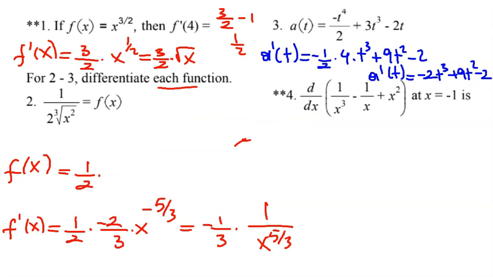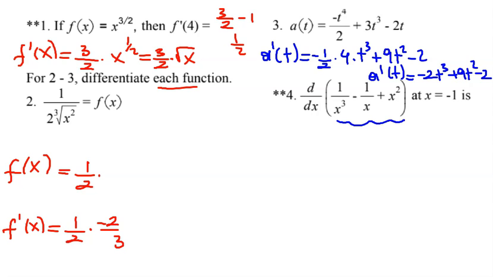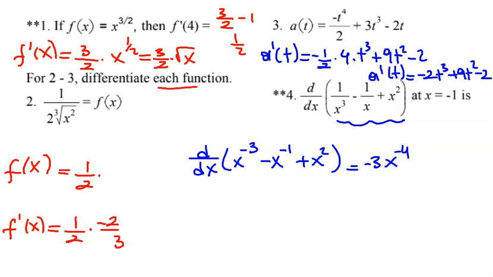And lastly, we have this question 4. Okay. So in question 4 it says find the derivative of this expression. This is the function, and evaluate it at x equals -1. So first of all, I would like to write all these answers with negative exponent. So we get d/dx, x to the power of -3 minus x to the power of -1 and plus x squared. So now I'm going to find the derivative. So we get -3x to the power of -4. Because you subtract 1, you get -4. And plus x to the power of -2 and plus 2x.